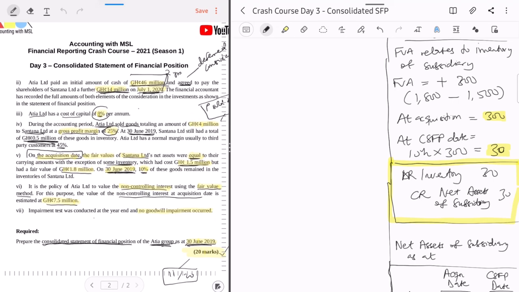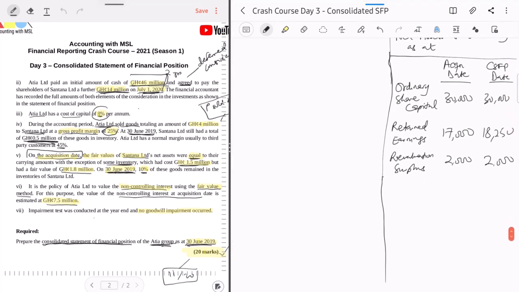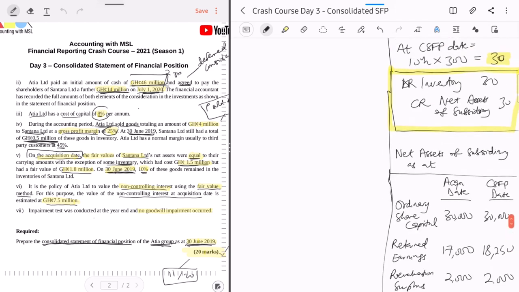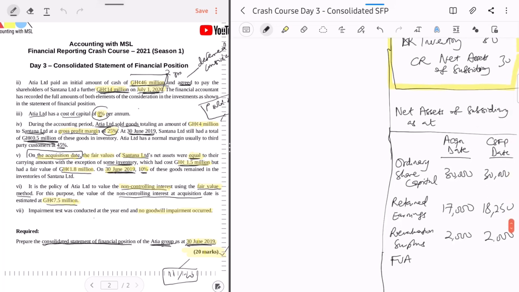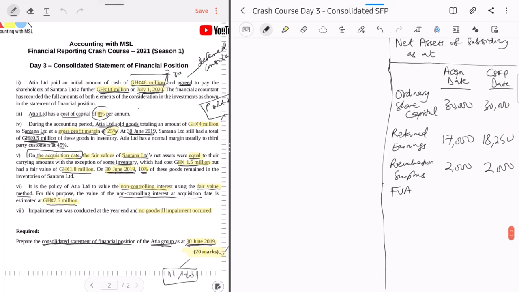Look at note 5. They said at acquisition date, that was when there was a difference of 300,000. So it means I need to have a new line here for FVA, which I'll call fair value adjustment. Now, the acquisition date figure was what? The gain, if you watch here, was 300. So I'll put 300 here and I'll put the same 300 here.